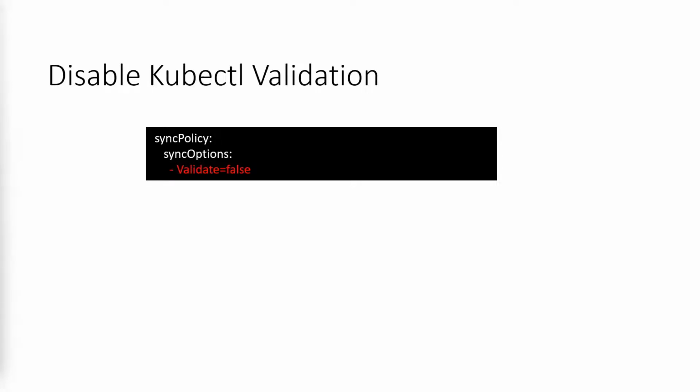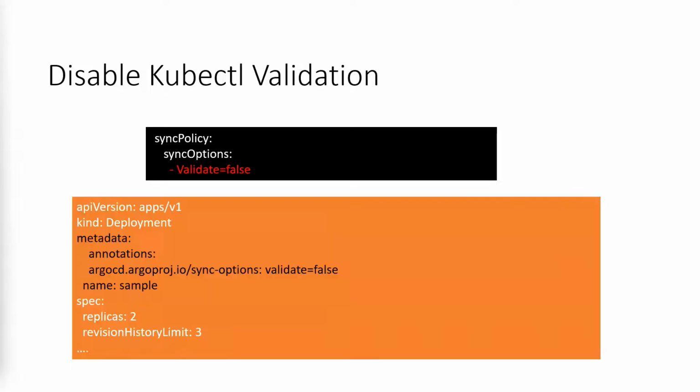Or if you don't want application level, you want a particular resource level, right? A particular resource, the kind can be anything, and you have to create an annotation sync option, and that should say validation should not happen, correct? So these two are the options available there. We're going to demonstrate anyway. We'll first see what the available options are.